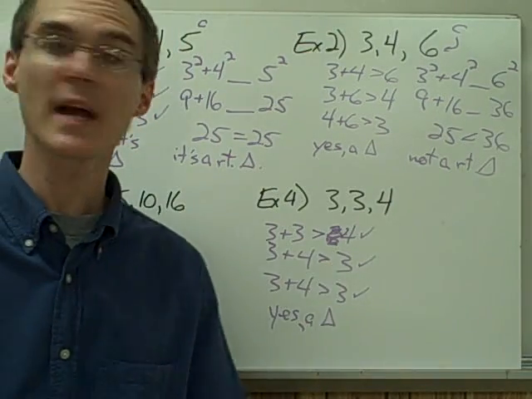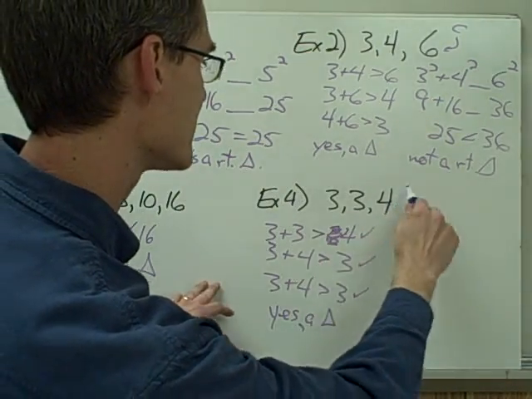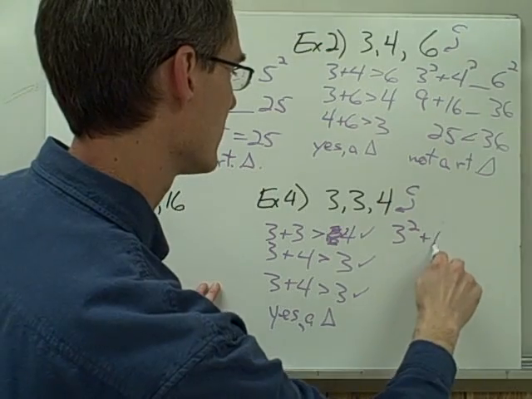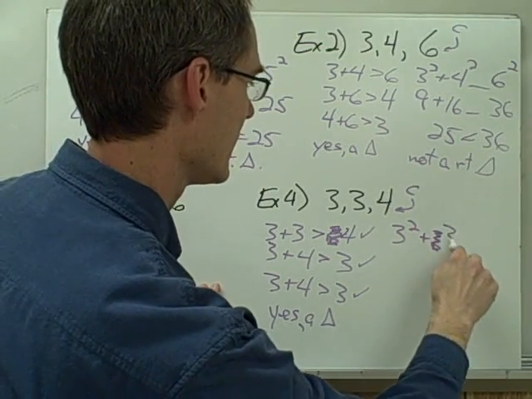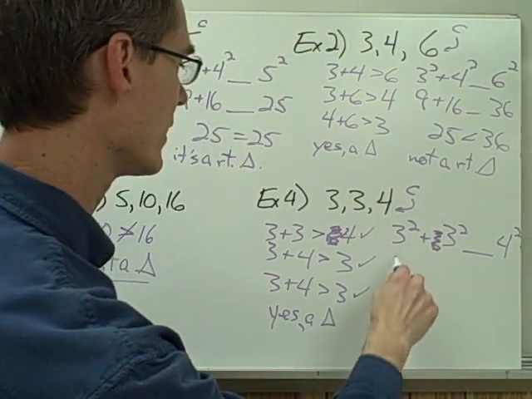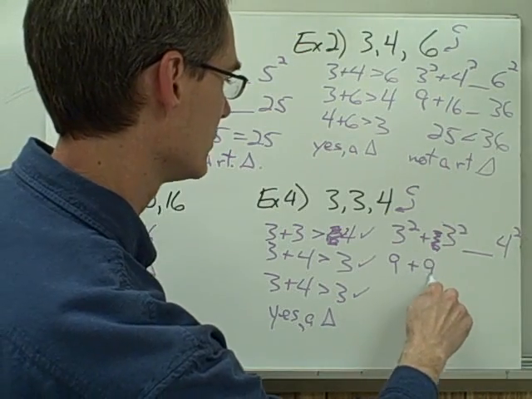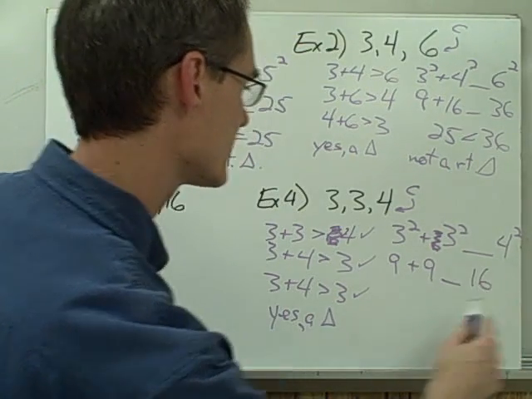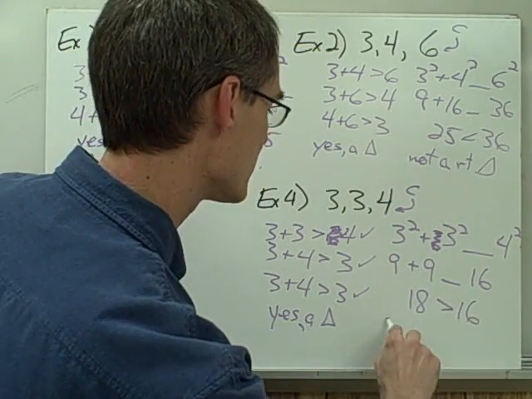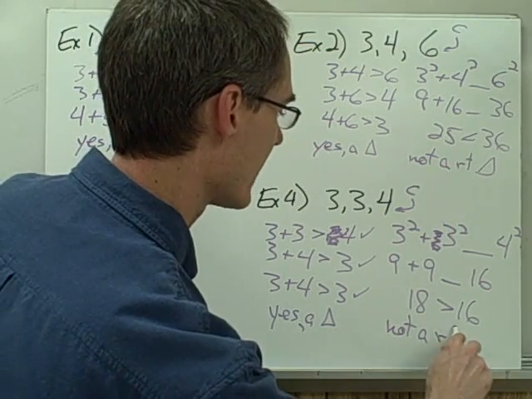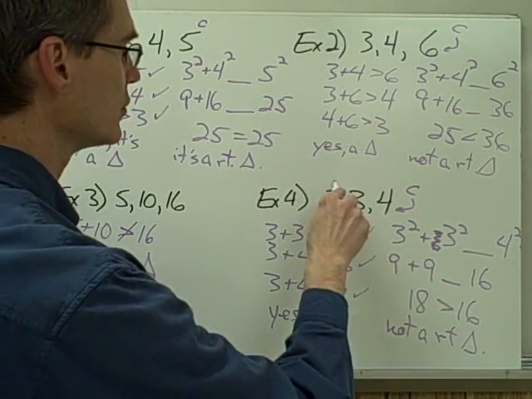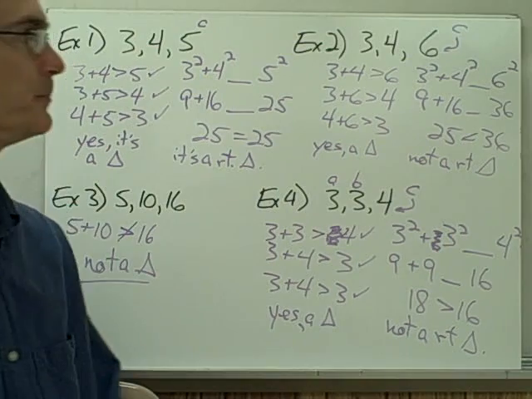Now we want to know, is this a right triangle or not? So let's see. This is going to be my side C right here. Let's see if a squared plus b squared is going to be equal to c squared. So this is 9 plus 9. 4 squared is 16. So let's see, 9 and 9 is 18. 18 is greater than 16. So this is not a right triangle, because if it were, then a squared plus b squared would be equal to c squared. This is my a and this is my b.